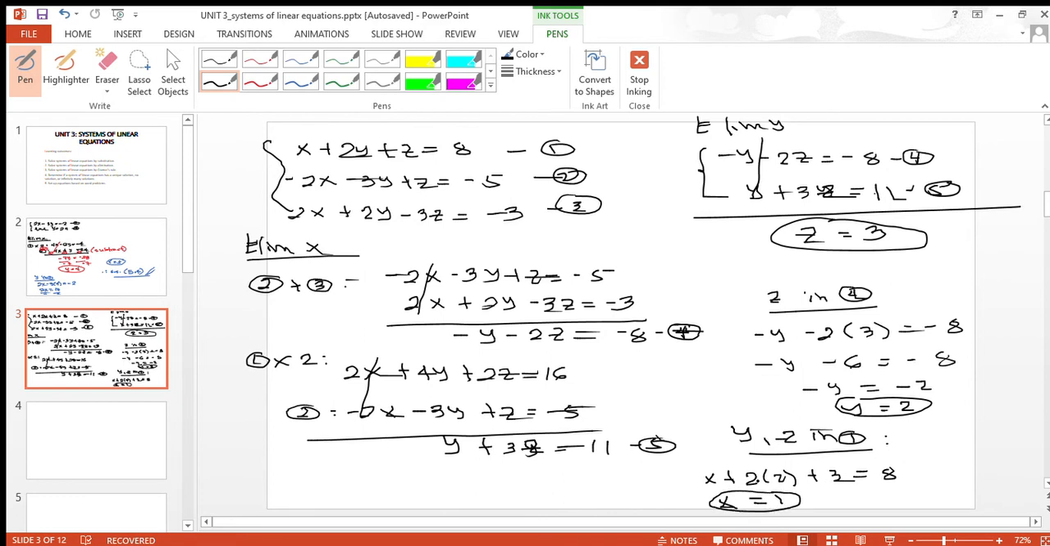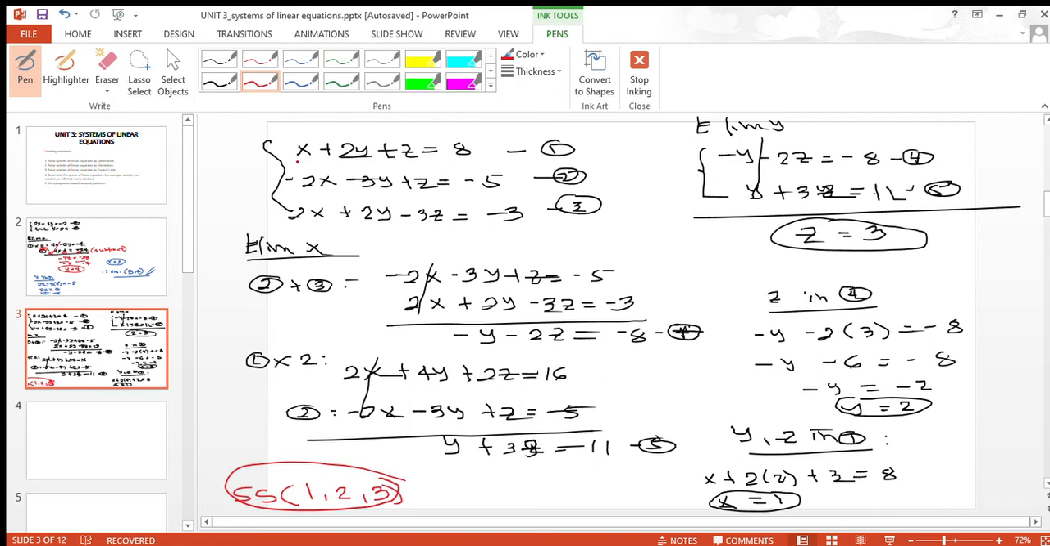There you have it. Therefore, if you will now write your solution set, it will be your ordered triple x, y, z. Your x is 1, your y is 2, your z is 3. So this is now our solution set. If you will check if your solution set is correct, your ordered triple should satisfy all the equations.